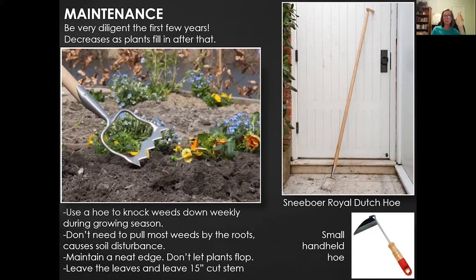Tip number 2, use a hoe to do your maintenance. Don't pull weeds out by the roots. Now, the reason for that, and I know this is totally going against everything your mom or your grandma taught you, you're creating a big old soil disturbance when you pull that weed out by the root. And guess what loves soil disturbance? Weed seeds. And so you're actually causing more weeds to grow. And that's not what we want.